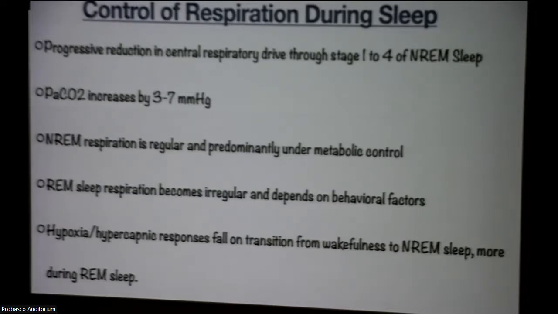And this is why we typically see, when we do sleep studies on patients that have sleep-related breathing disorders, obstructive sleep apnea, we split it between an overall score or non-REM score and a REM score. And we almost always see that patients with sleep apnea have significant worsening of their sleep apnea during REM sleep because of this. And we have a reduction of hypoxic and hypercapnic responses on transition from wakefulness to non-REM sleep and somewhat more during REM sleep as well.